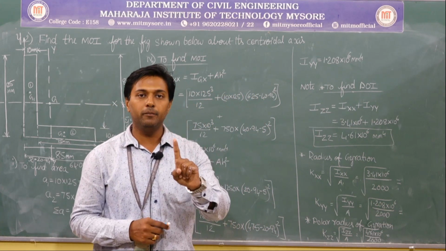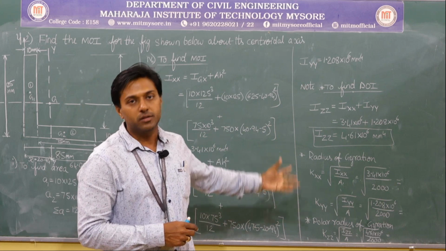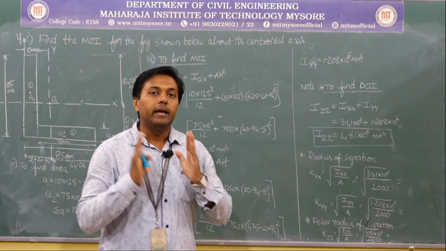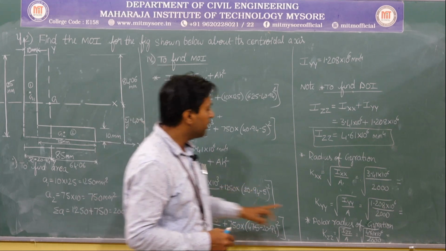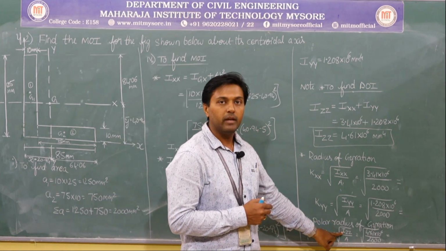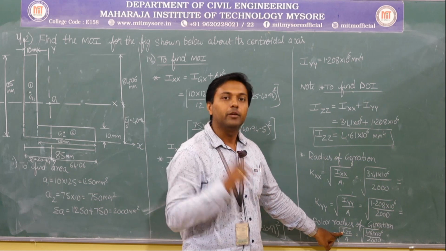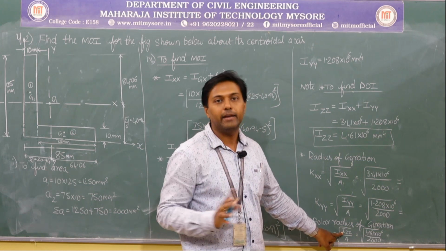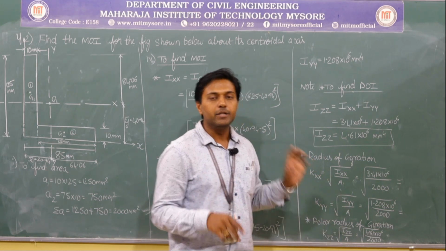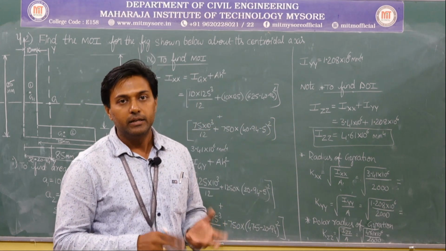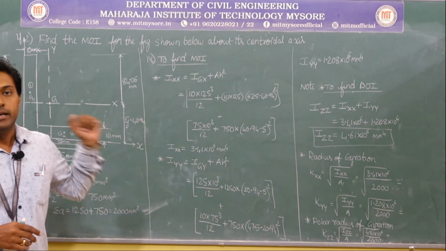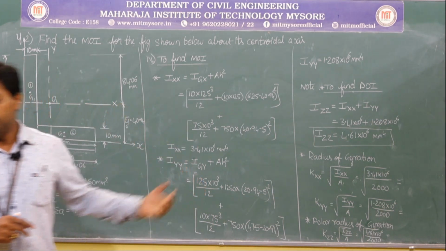See, in a single problem, I have explained many concepts. In the examination, if polar radius of gyration is asked, you need to calculate Izz. If you want to calculate Izz, you need to calculate Ixx and Iyy. So in a single problem I have explained many concepts. I will be moving on with the next problem.